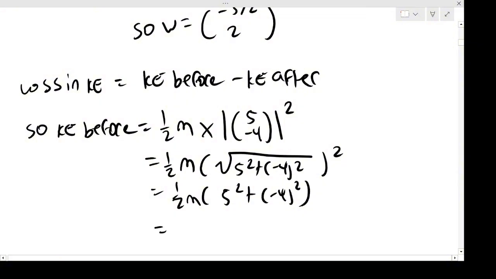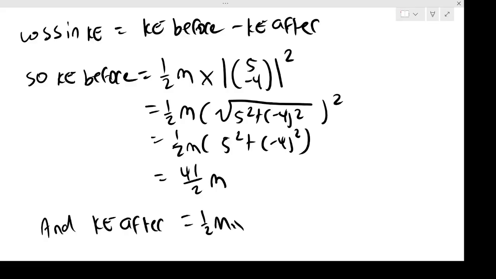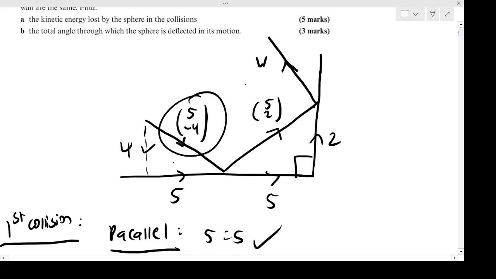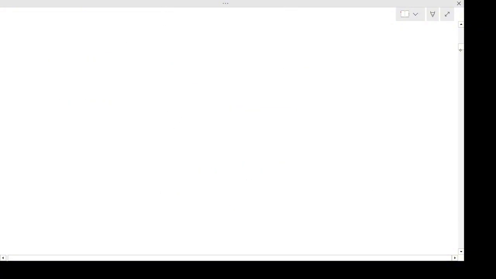We can simplify this. We get 41 over 2 m. Again, we don't know what the mass is, so I'm just going to call it m. Then we can similarly work out the kinetic energy at the end. Well, that's going to be half m, lots of the final speed. So it's w, but we saw that w is (-5/2, 2). So it's going to be the modulus of that, all squared.